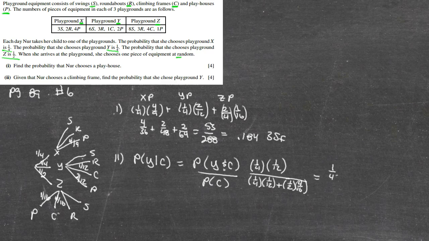At the top, I'm going to have 1/48, and the bottom, I'm going to have 7/48, and then I can divide, or I can multiply by the reciprocal of 7/48. If I multiply by the reciprocal, it's going to be 48 over 7. The 48s will cancel out, leaving me with 1/7. So 1/7 is going to be my answer for the probability of Noor going to playground Y given that she chose the climbing frame.